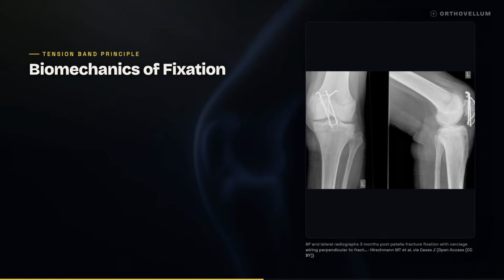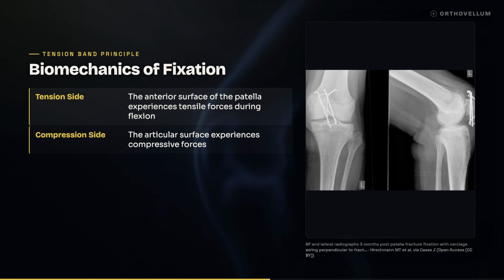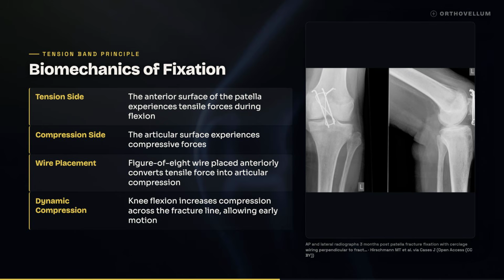The brilliance of patellar fixation lies in converting harmful tensile forces into beneficial articular compression. During knee flexion, the anterior cortex is subjected to tension while the articular surface undergoes compression. By placing a figure of 8 wire anteriorly across the fracture, this construct actively pulls the fragments together, and the compression dynamically increases as the patient begins to bend their knee.